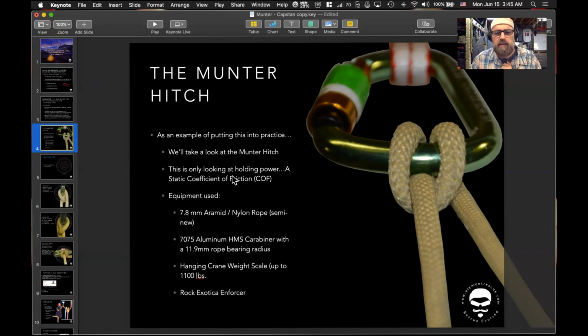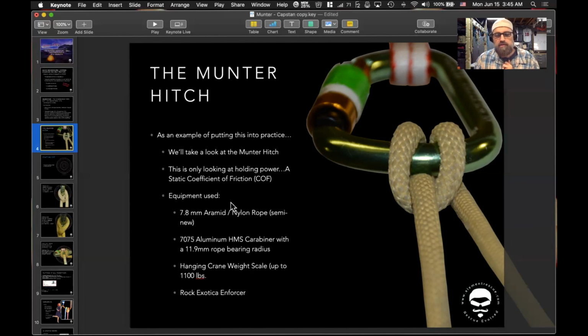This is looking only at the holding power, meaning the static coefficient of friction. So if I'm on a Munter hitch, how much force does it take for me and my brake hand to hold myself still, not moving at all, just static? I just roll out the window and now I'm on my hand. And then how much force is it going to take to be able to hold myself without moving?